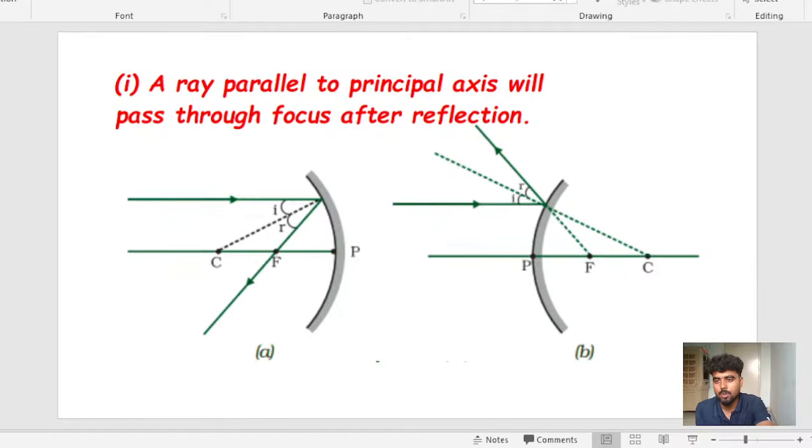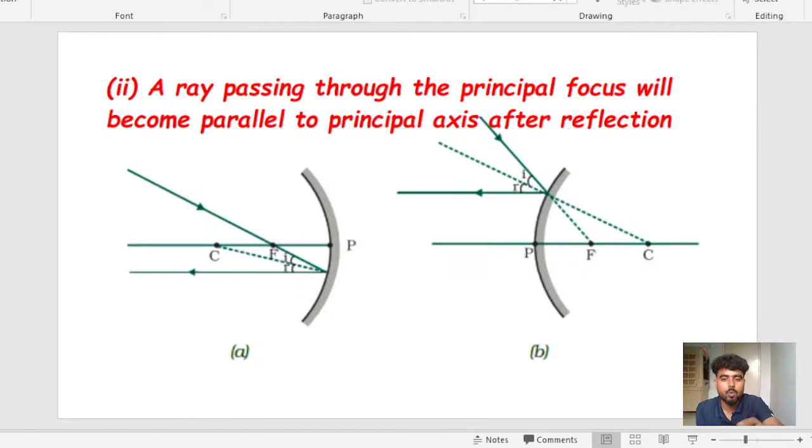Okay. So we'll go for the next rule. Rule number 2. Opposite to rule number 1 is rule number 2. When a ray of light passes through the focus, it comes back as a parallel line.